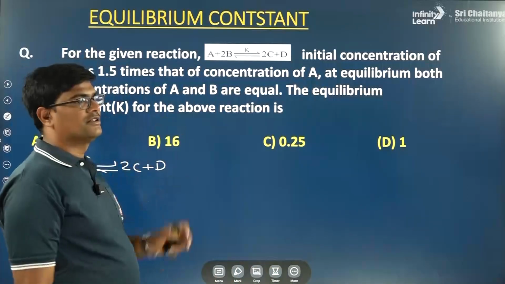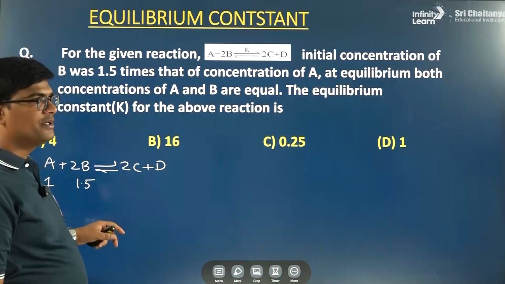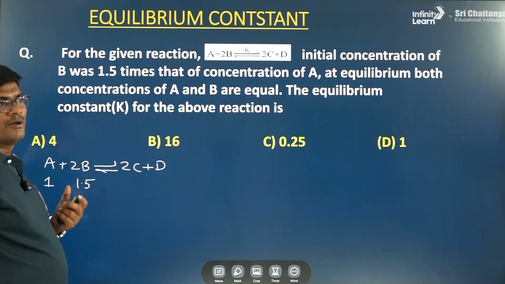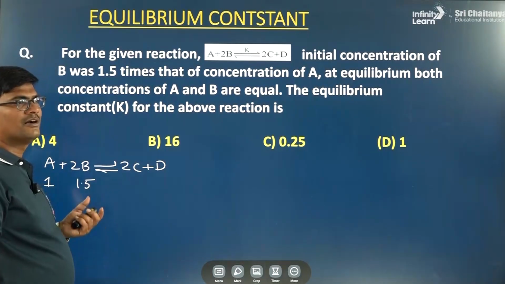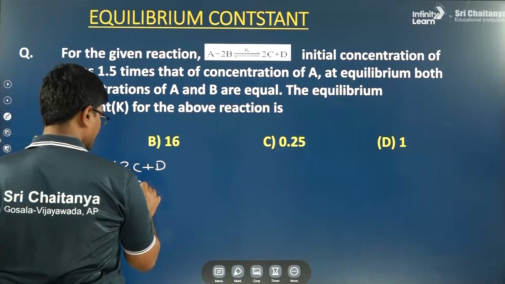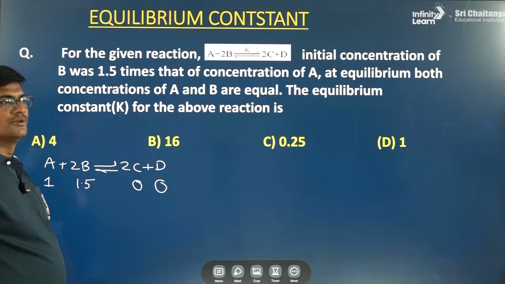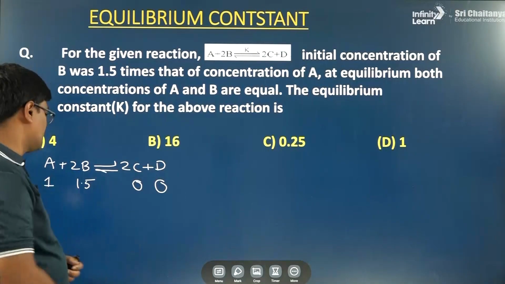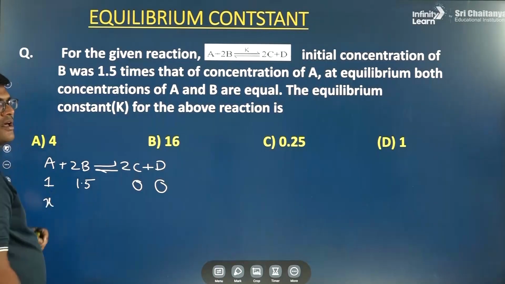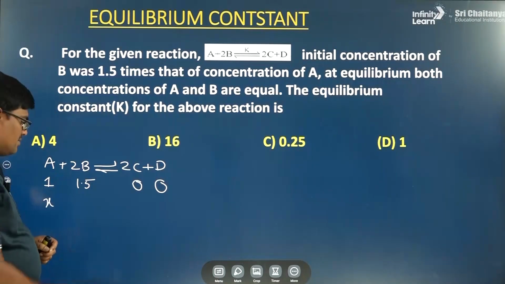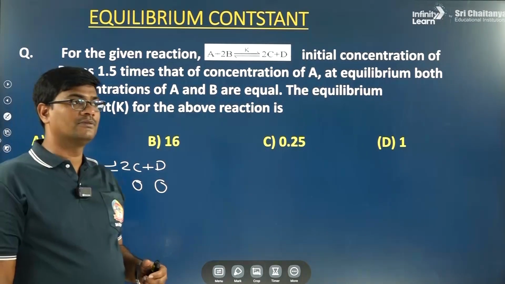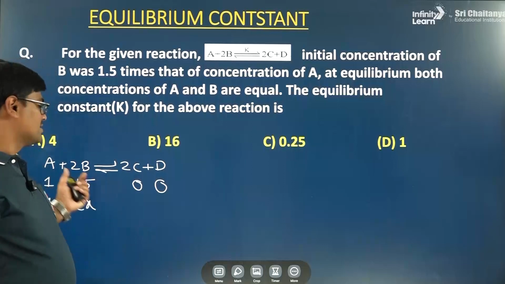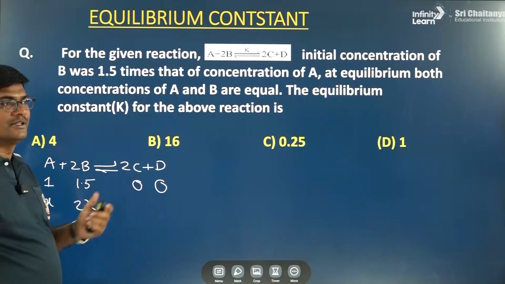For the given reaction, A is in equilibrium with 2B, but what it is mentioned, 1 mole of A is taken. If you take it, then concentration of B is 1.5 times that of A, means it is 1.5. We should not take it as 2. And what is the concentration of C and D? 0 and 0. Now let us take X moles of A is reacted, or X molar A is reacted, then 2X molar B is reacted. Sir, why can't it is 1.5 or 1.5X? No. Reaction should take place as per stoichiometry only.